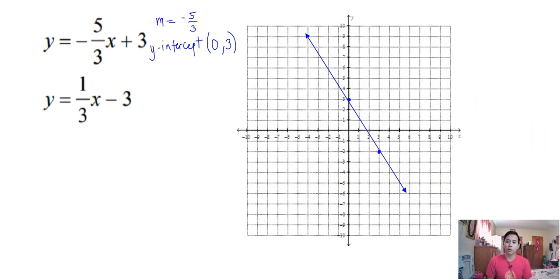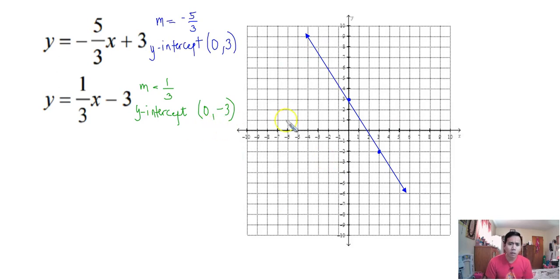Now we proceed with the second equation. Maybe I'll be using green here. So the slope here, which is the m, is 1/3. And again, your y-intercept is a point. Your y-intercept will be (0, -3). It's this one. Okay. As a review, your y-intercept is the value of y when x is equal to 0. That's why we have (0, -3).